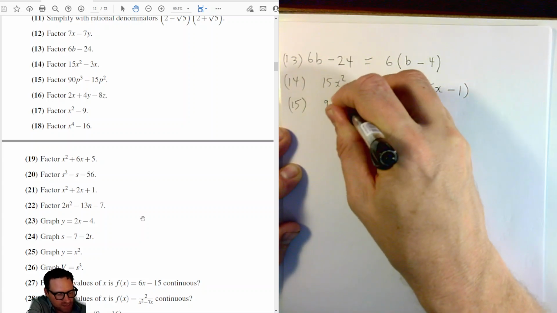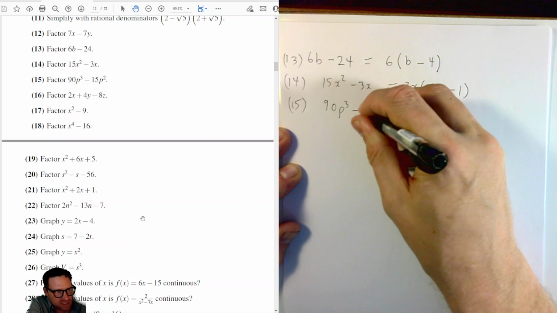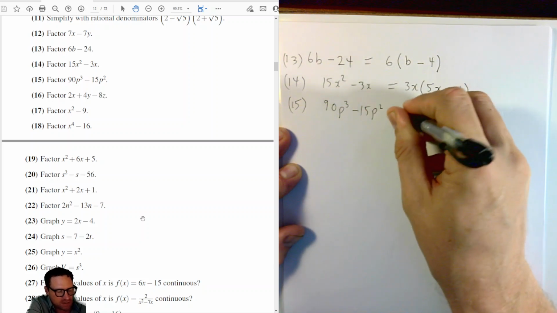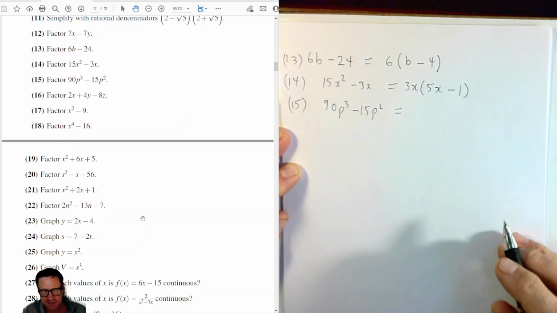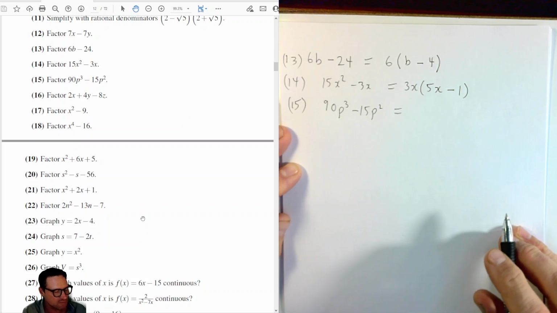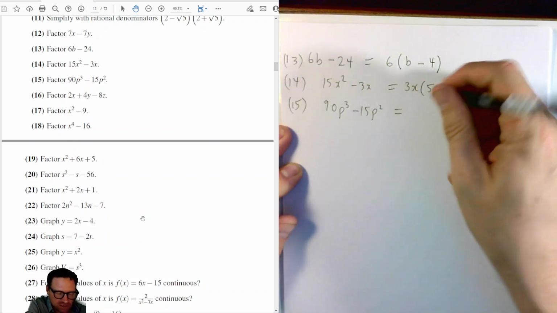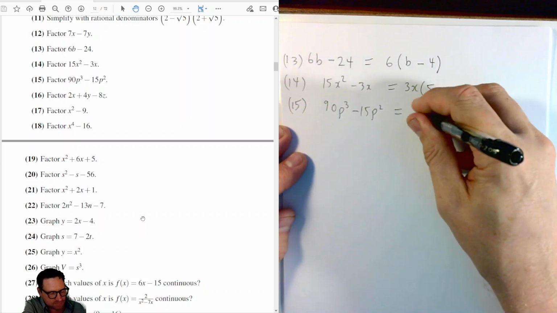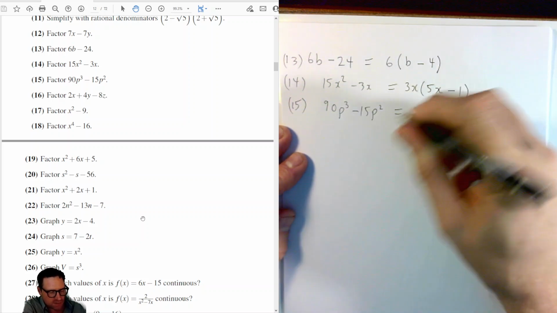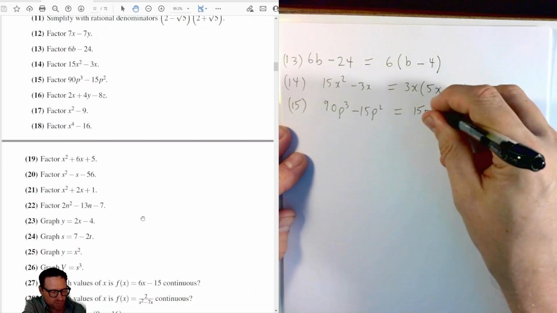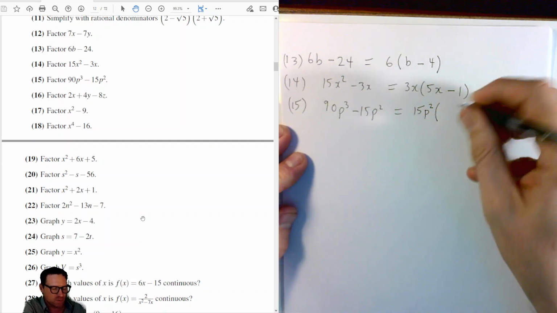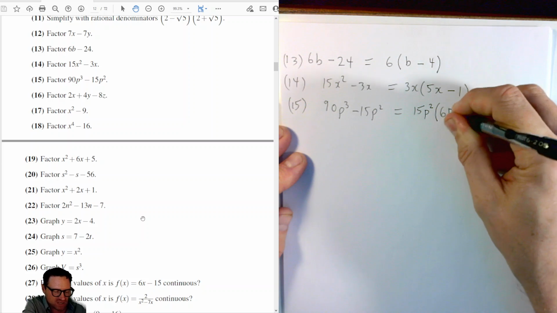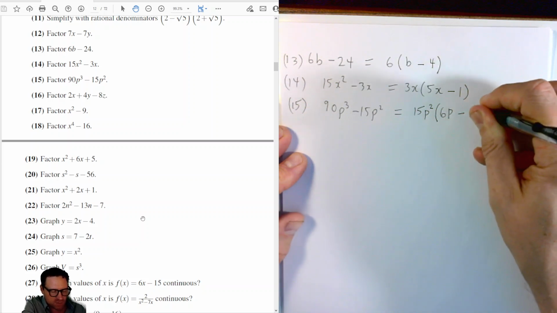Factorize 90p cubed minus 15p squared. So what's common here? The greatest common divisor, or GCD, of 90 and 15 is 15. So 90 divided by 15 is 6. There's a common p squared, so we'll pull out 15p squared. What remains is 6p, and then minus 1.